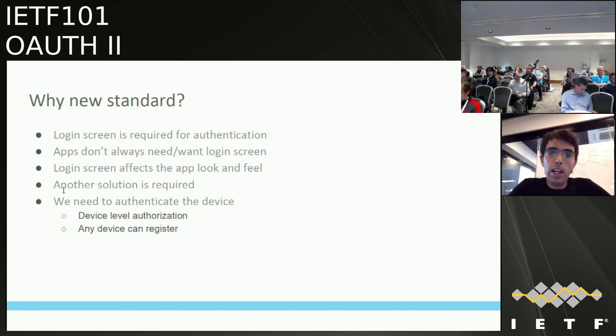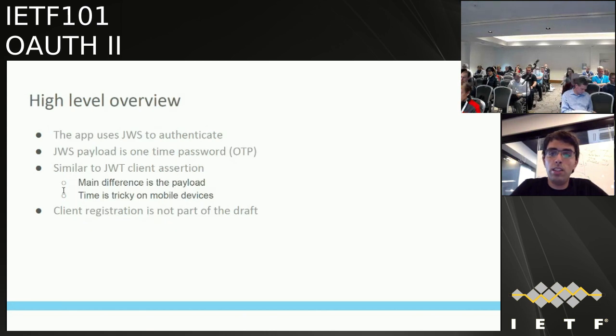In a very high-level overview, can you switch the slide? Okay, so in a very, very high-level overview, the app is going to use JWS, JSON Web Signature, to authenticate. And the payload of the JWS is a one-time password. It's kind of similar to JWT client assertion, but it's not the same. The main difference is the payload.